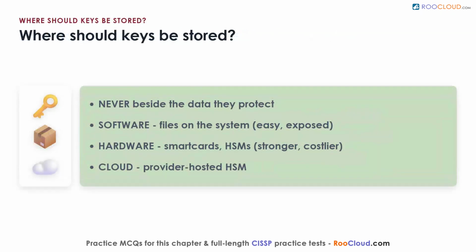Where should encryption keys be stored? Never in the obvious place, right beside the data they protect. You have 3 broad options. Software-based storage keeps keys as files on the system, which is easy but exposed if that system is compromised. Hardware-based storage uses dedicated devices, from personal smart cards up to enterprise hardware security modules, offering stronger protection at higher cost.